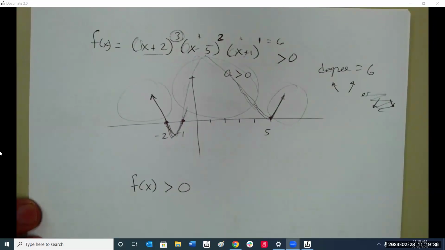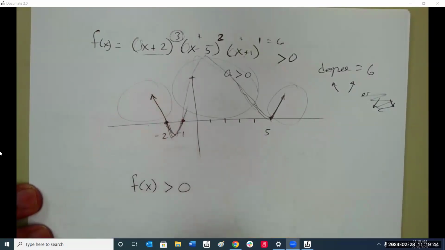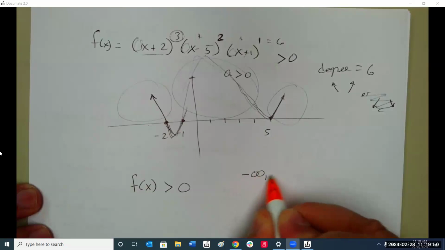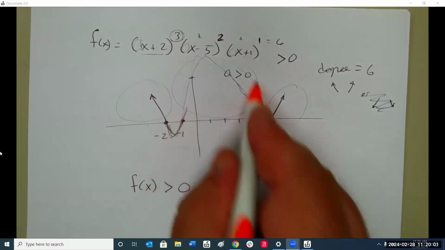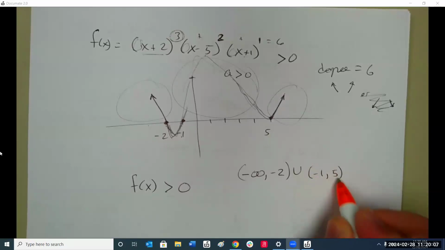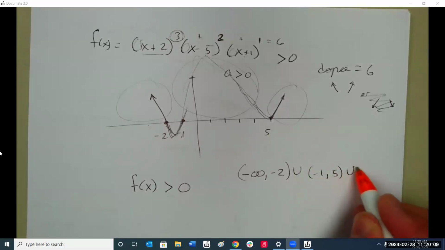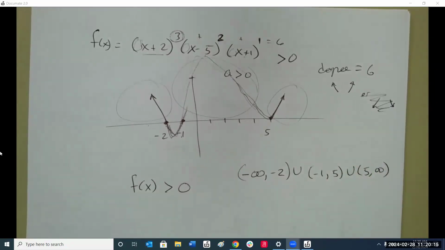So look at the x values at those points. What's the interval for this one? Bracket or parenthesis? Parentheses, because it's not equal to. Unioned with the next set, which is from negative 1 to 5. Unioned with 5 to infinity. It's anywhere the graph is above the x-axis.